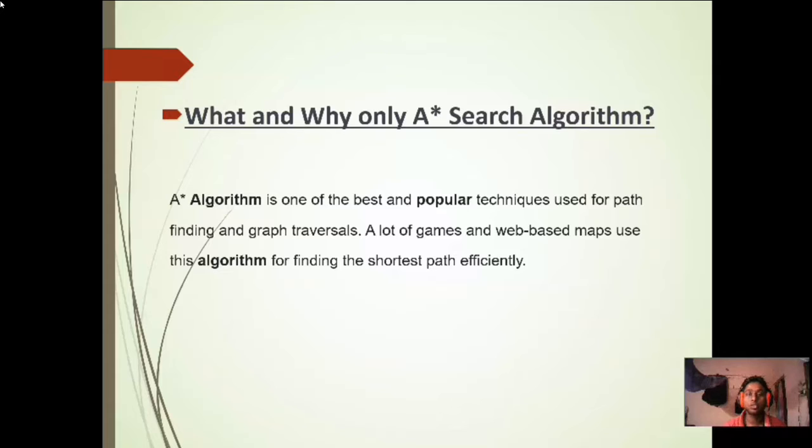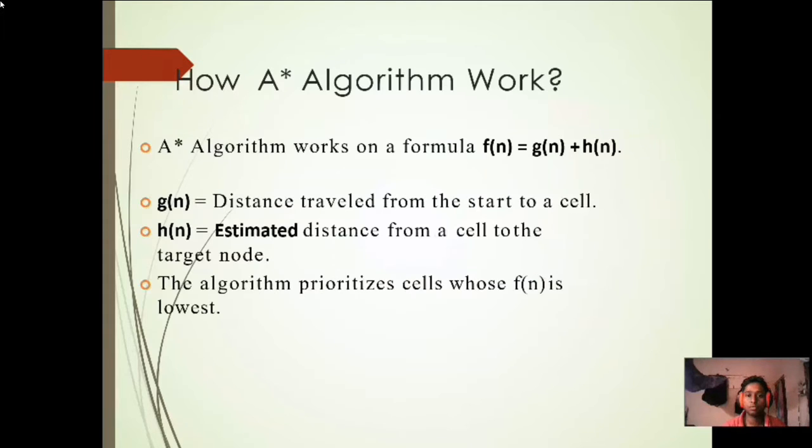Okay, so why only the A-star algorithm, why not another algorithm? It is because the A-star algorithm takes less time for finding the shortest distance as compared to other algorithms. Now, how does the A-star algorithm work? So let's understand the working of the A-star algorithm with the help of real life examples.